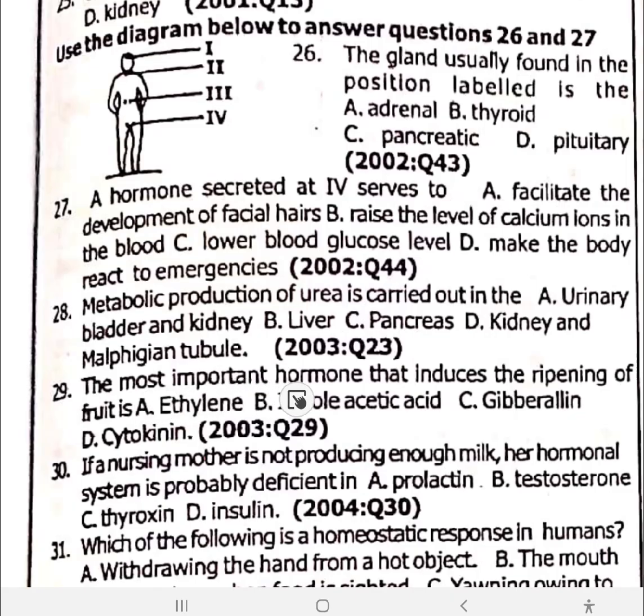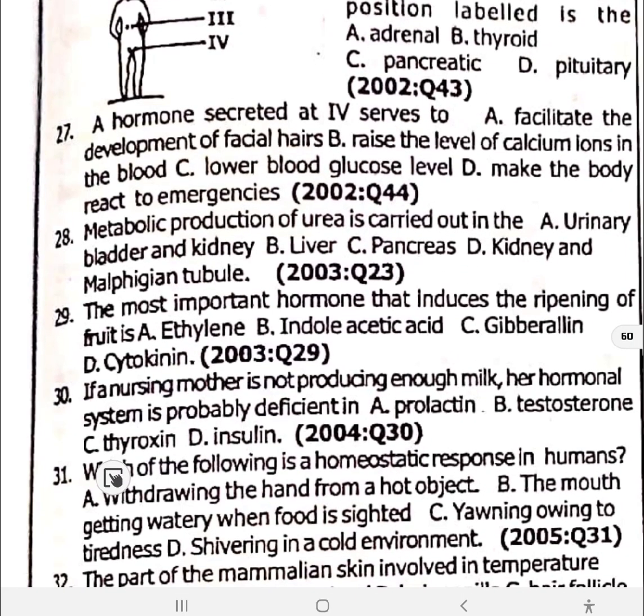The most important hormone that induces the ripening of fruit. The most important hormone that helps fruit to ripen is option E, ethylene. If you follow the organic chemistry series, you should know what ethylene means and the chemical formula for ethylene. If you've not known that, you could ask on our WhatsApp group.